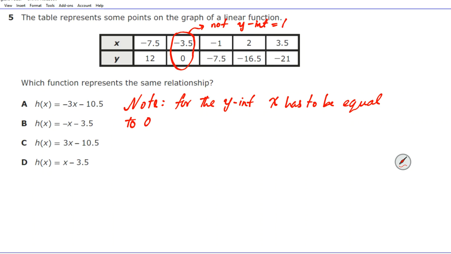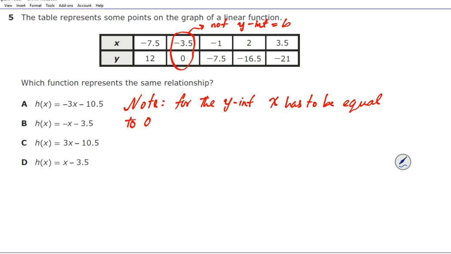Because remember, the y-intercept is a b value. So you have a b here of negative 3.5 and a b here of negative 3.5. That's not the case. We can't use that because x is not 0. It is y that is 0. So this is an x-intercept, not a y-intercept. Okay? So let's keep that in mind.